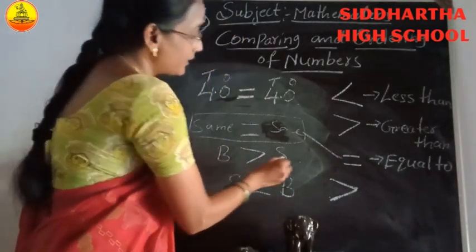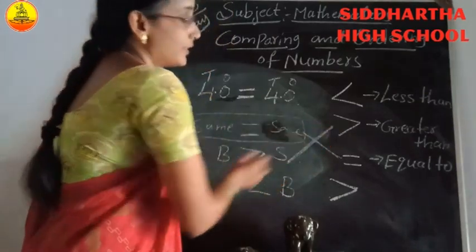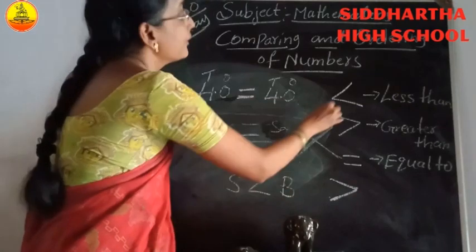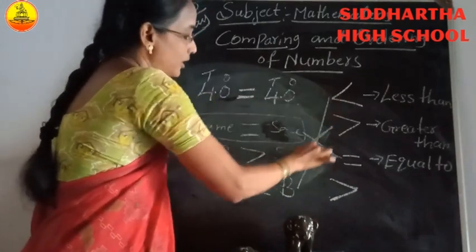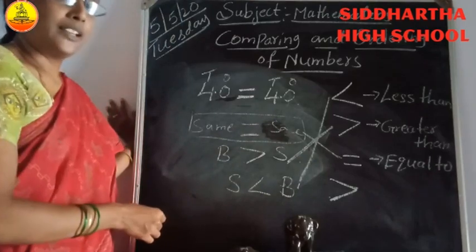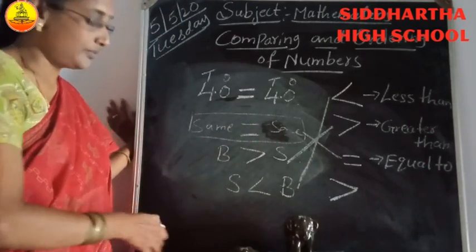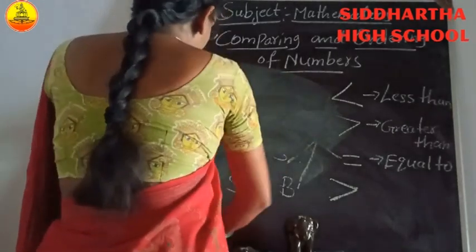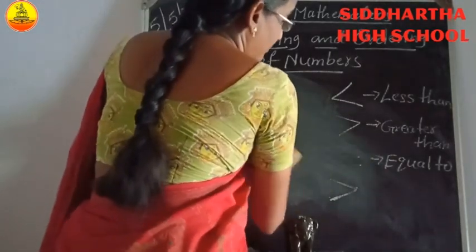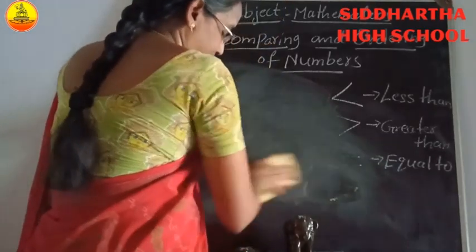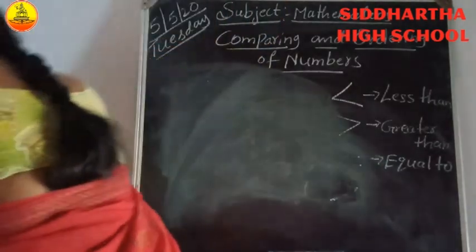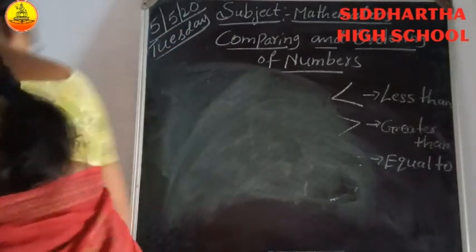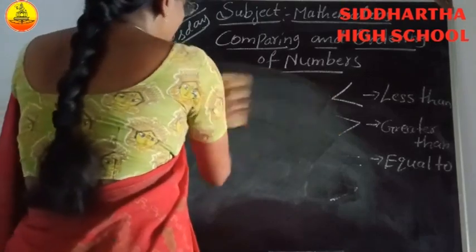When the first one is big, then you use the greater than symbol. When the first one is small, we will use the less than symbol. Okay, children, did you understand? Now I will explain with examples.